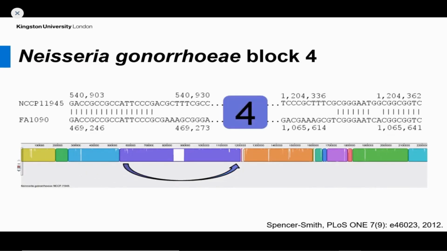And this is region 4, that block 4 that has just completely inverted due to some repeat regions that flank region 4, which in strain NCCP 11945 does include the gonococcal genetic island, but it's not that island that's having a role in the inversion. It's these flanking repeats. So there's a recombination event due to the flanking repeats that mean it's inverted in some strains versus others.